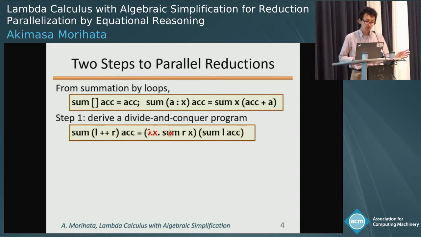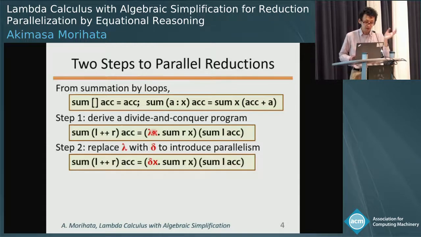A possible expression is like this. The left sublist can be evaluated as usual, but since the right sublist requires the result of the left sublist, the right sublist part should be a function. But of course, this is not parallel, because this lambda abstraction blocks the computation of the right sublist. This is a difficulty of formalizing parallel reduction in a standard lambda calculus.